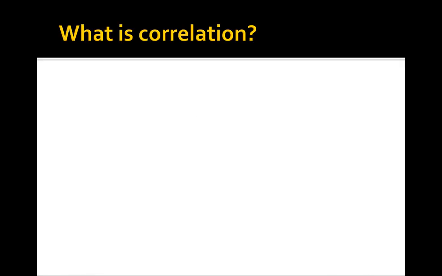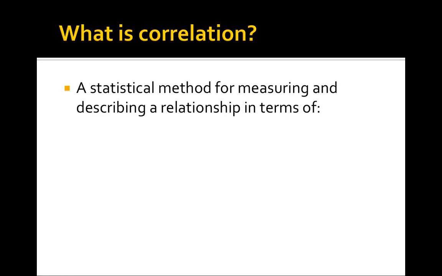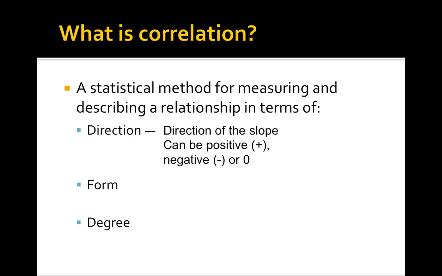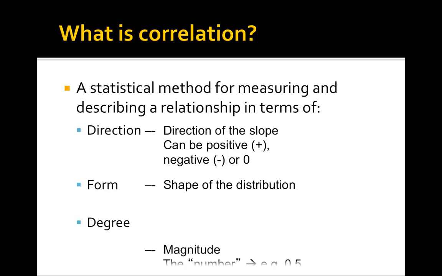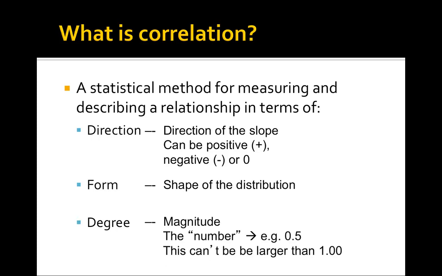What is a correlation? Correlation is a statistical method for measuring and describing a relationship in terms of direction, form, and degree. Direction is the slope of the relationship, and it can be positive, negative, or zero. The form is the shape of the distribution, and the degree is the number or magnitude.